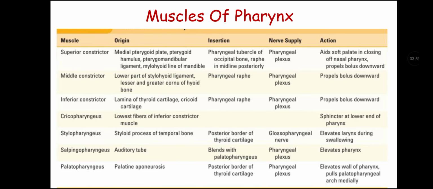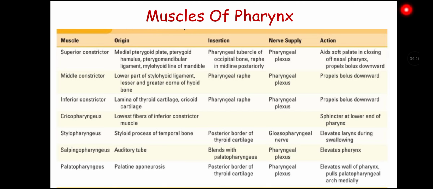Now let's talk about muscles of pharynx. There are 7 muscles of pharynx, including 3 constrictor muscles, and cricopharyngeus is part of inferior constrictor muscle, and others are the different pharynx muscles. The constrictor muscles include superior constrictor muscle, middle constrictor muscle, and inferior constrictor muscle. Now let's talk about these one by one.